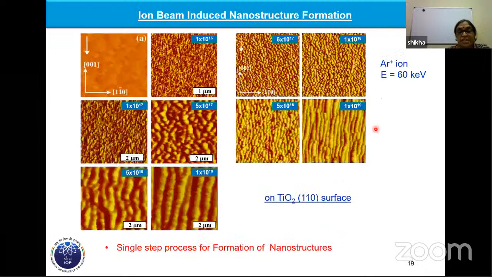For example, what we see is something like this. This is a clean TiO2 surface. But as we start bombarding it, depending on the fluence, we can generate a variety of patterns on these surfaces. The only thing getting changed here is the ion fluence. And so this is a single step process for the formation of nanostructures.